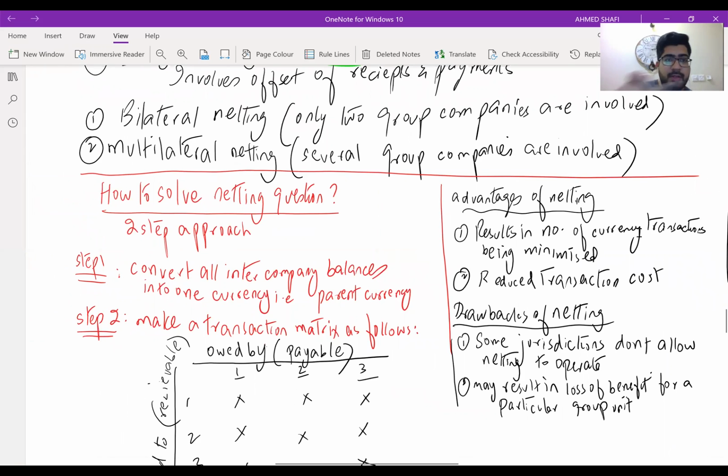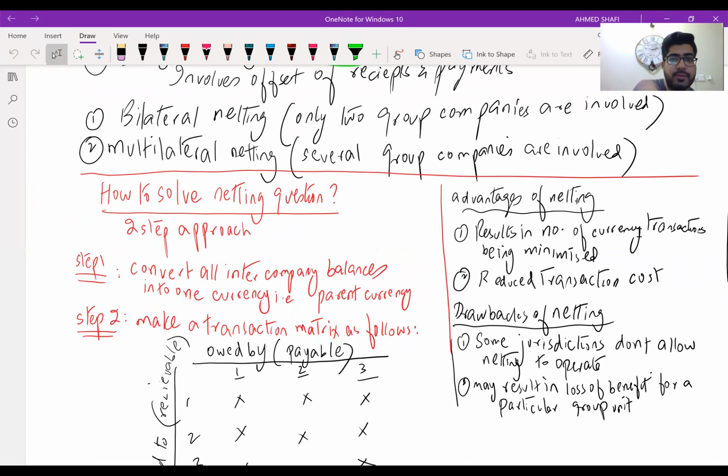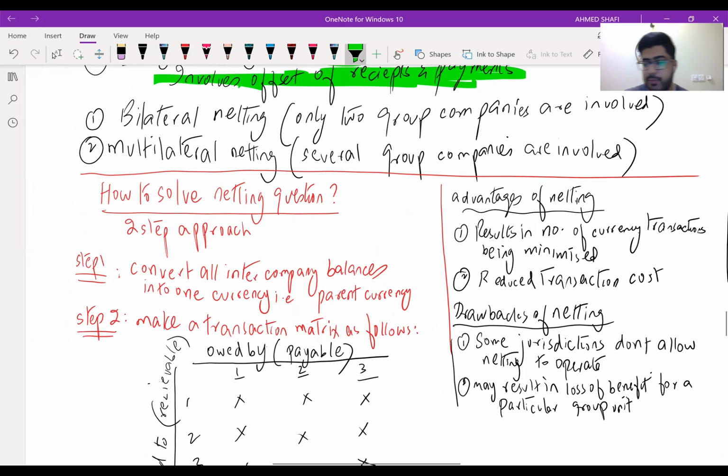The definition of netting or matching was that it involves offset of receipts and payments. Whenever you have to make payment and you have to receive payment, there is no need to go into separate transactions; it is better to offset them. This is called netting or matching.